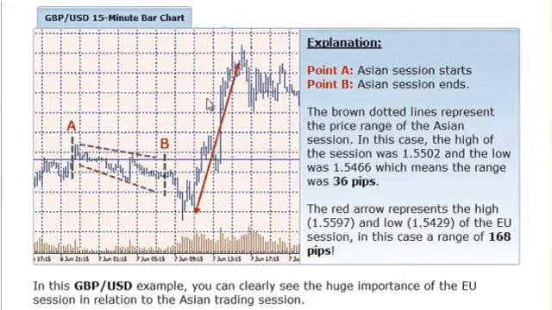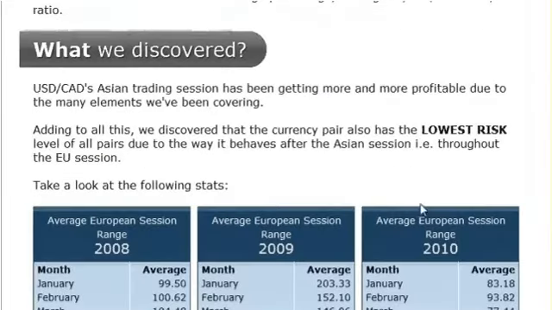Okay, this example happens with most liquid traded pairs. Remember, your number one job as a trader is risk control. You control your risk well, you can make a lot of money. So anything that can help you mitigate risk is a must. As a rule, the lower the EU session average price range, the higher your profitability ratio can be. And that's what leads us to what we discovered.